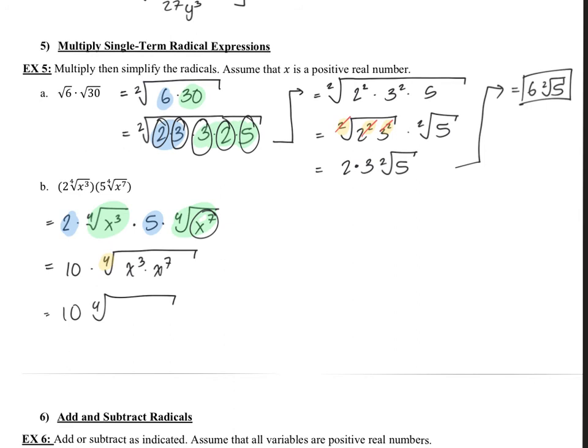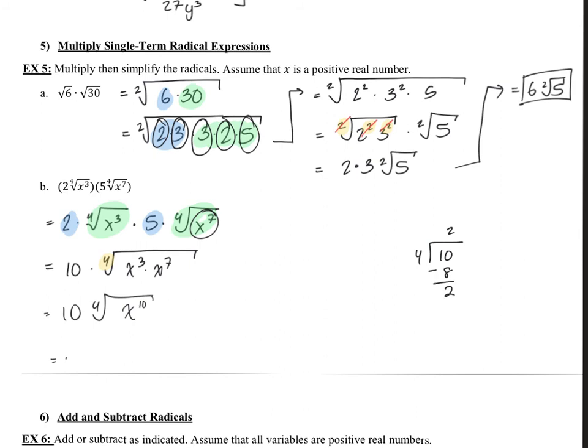So let's see, x to the 3rd, so that's going to be x to the 3 plus 7, which is going to be 10. Okay, x to the 10th power. Can I rewrite x to the 10th power as something to the 4th power? Well, I don't know. Let's go ahead and do that division again. How many times can 4 go into 10? 4 can go into 10 twice. We got 2 left over.